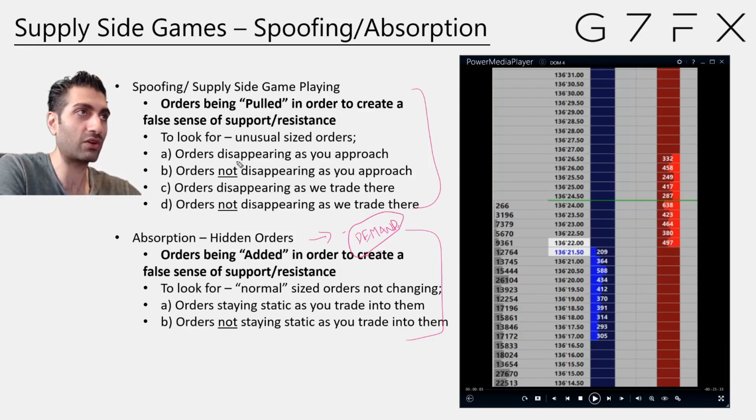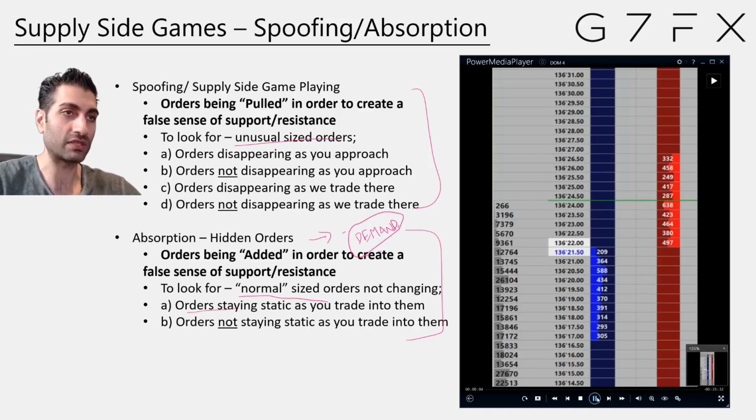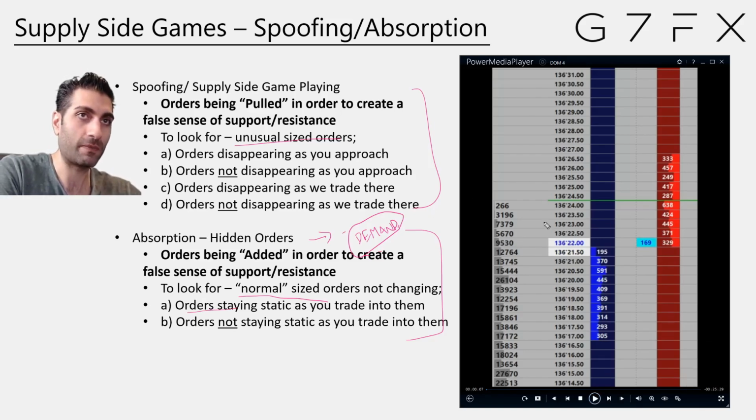Well, we're no longer looking for unusual size, we're looking for normal size, right? So all of these orders here, someone could be hiding intent anywhere here. And then we're looking for those orders to stay static. So let's see what happens. Best way is to obviously see it in real life. So we're trading. Now what I want you to keep an eye on is 22, guys.